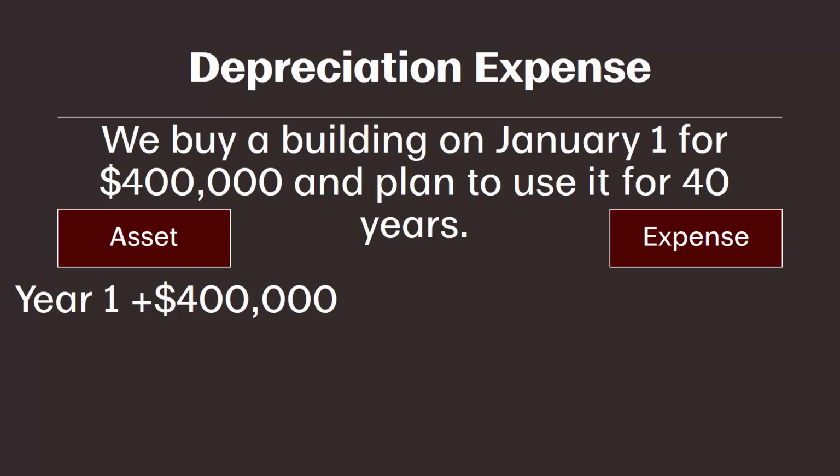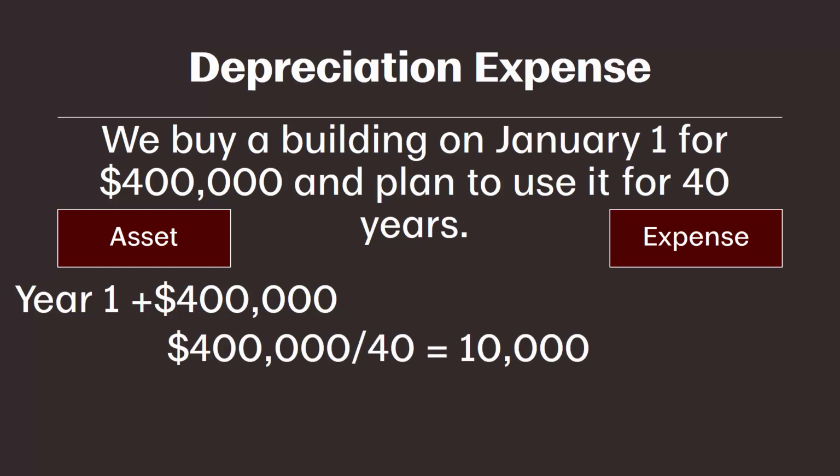And let's assume that we want to use that building for 40 years. We can divide that $400,000 by 40 and get $10,000 of depreciation expense per year. In a real example, we would likely record depreciation monthly or at least quarterly instead of annually like I'm doing here. We might also use a more complicated depreciation method or record depreciation for a partial year. You'll learn about all of those nuances in your accounting course. For now, just dividing by the number of years you plan to use the asset is sufficient to drive home the points that I want you to remember.